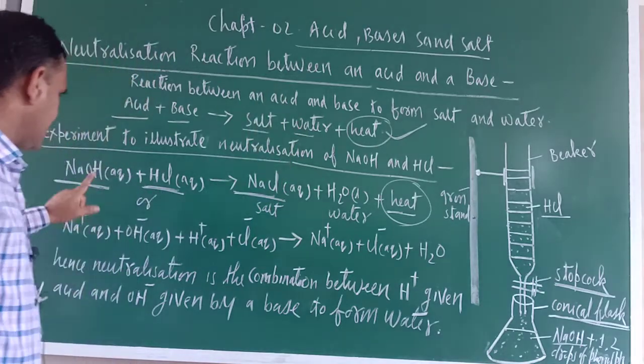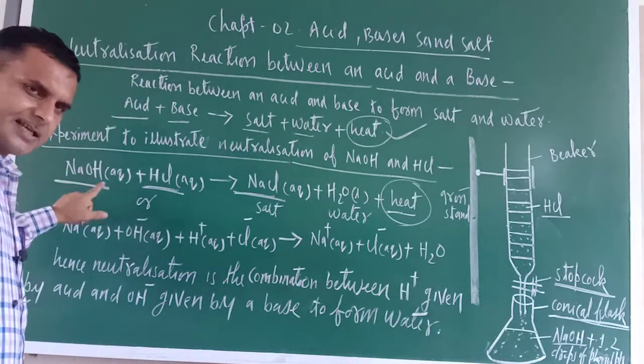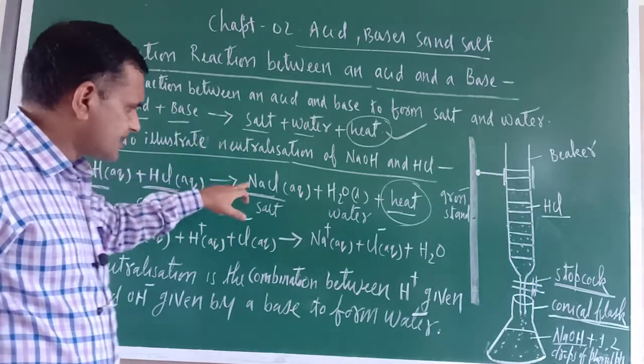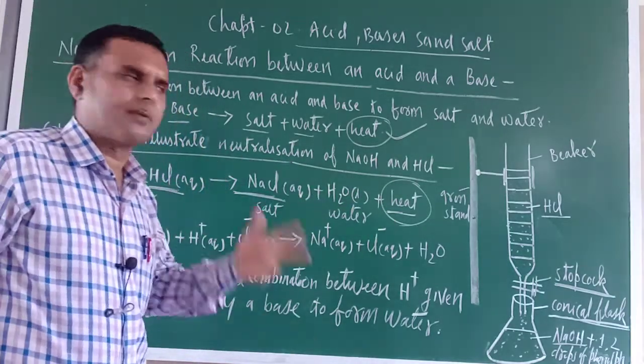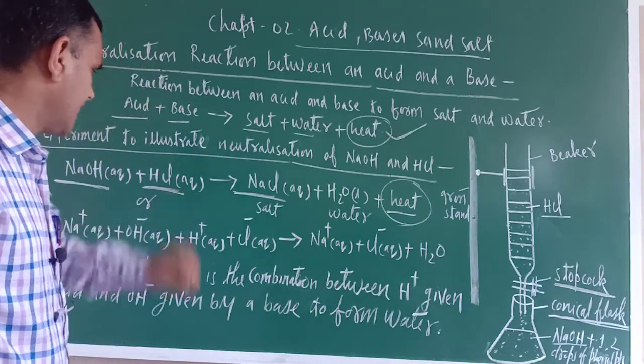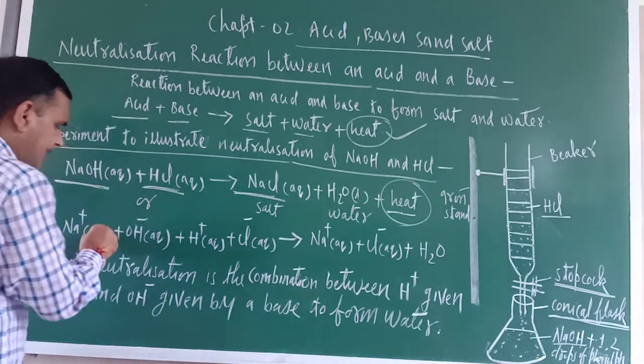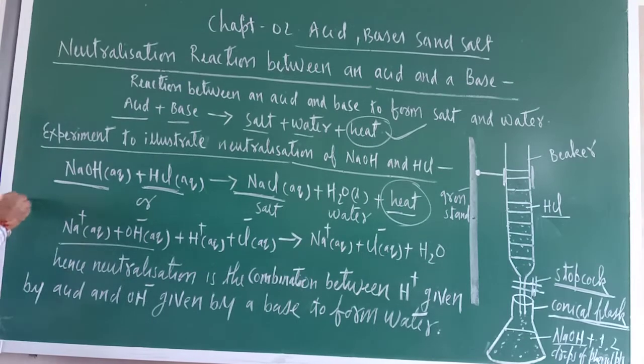Okay, let us come back here. HCl, NaOH, HCl, salt and water plus a small amount of heat. Small amount means a little bit of heat is also evolved. Now this reaction can be written in ionic form. What is this one? This is the ionic reaction. How did I write the ionic reaction?